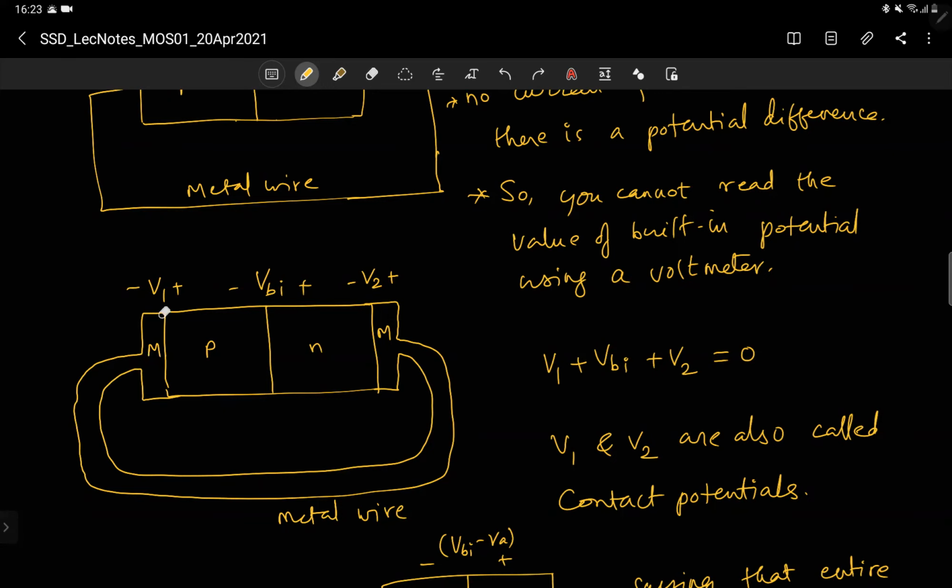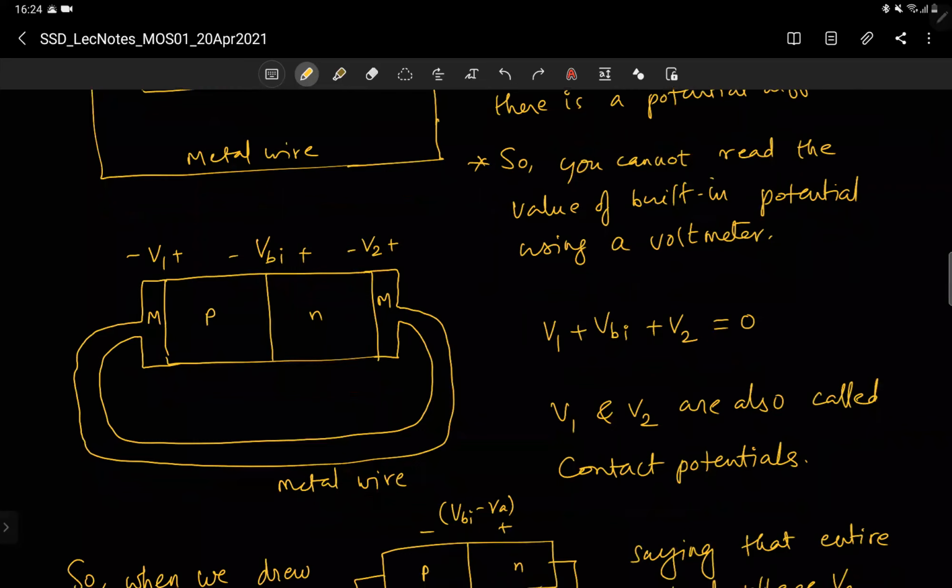So similarly, between N and metal on the right hand side, if those are like V1 and V2 in the same direction like this as shown, then V1 plus VBI plus V2 is 0. So this is how it will be. Kirchhoff's law is satisfied. So V1 and V2 are also called contact potential, because after all, you are contacting the P region with a metal, and the potential difference at equilibrium is contact potential. The same is the case with the N region.